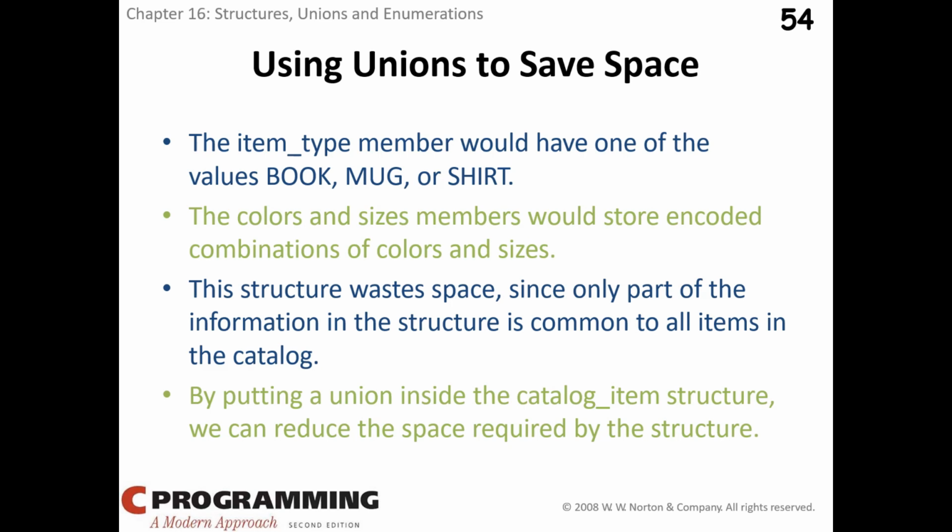However, it's evident that not all items in the catalog require the same set of attributes. For example, books don't have color or size variation like mugs or shirts do. To address this issue, we can introduce a union within the catalog item structure. This union allows us to define different types of items with varying attributes while efficiently utilizing the memory.